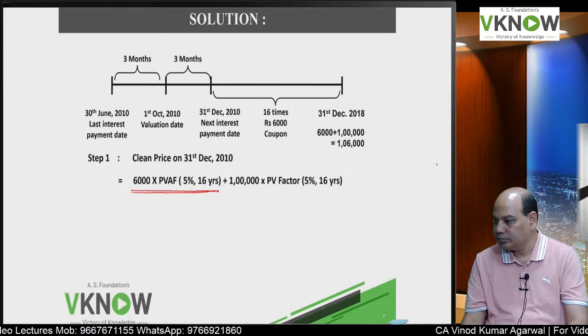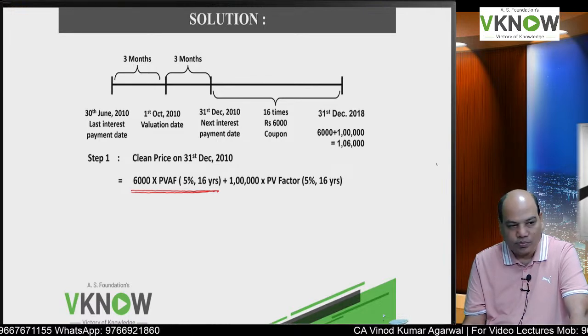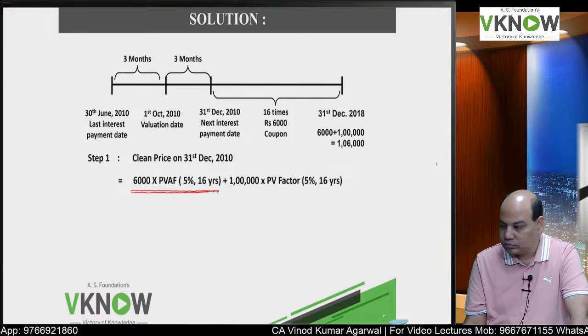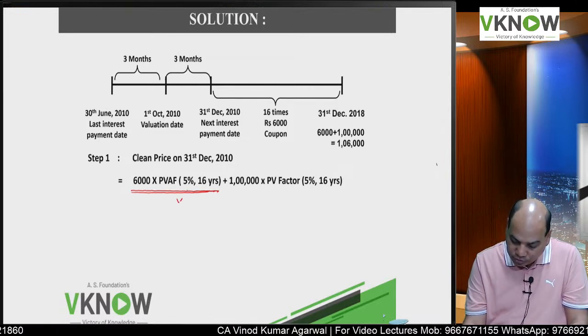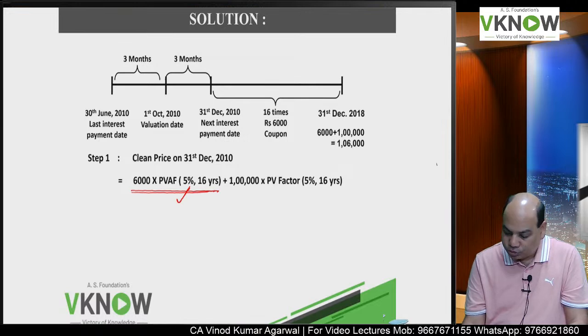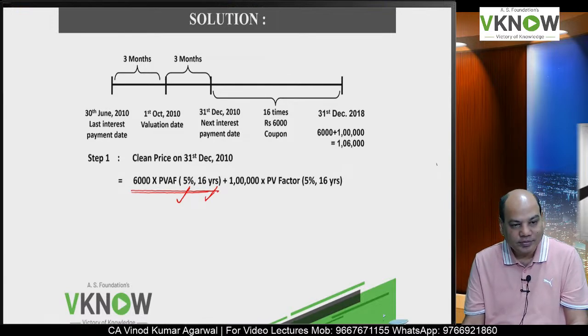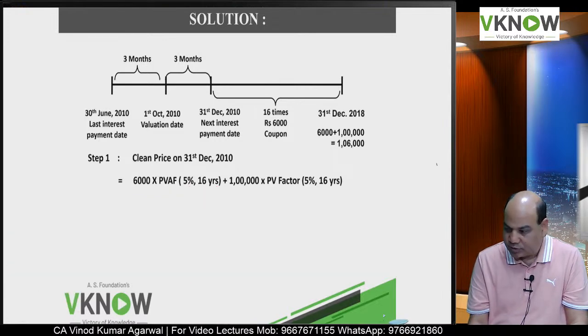How much is the answer? Those who are attending can please reply. What is the answer for step 1? Step 1 is clean price on 31st December 2010. If you are given semi-annual bond, required return will be divided by 2, number of years will be multiplied by 2. So kindly reply, what is the present value on 31st December 2010?